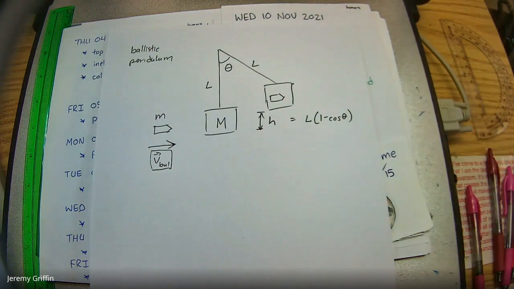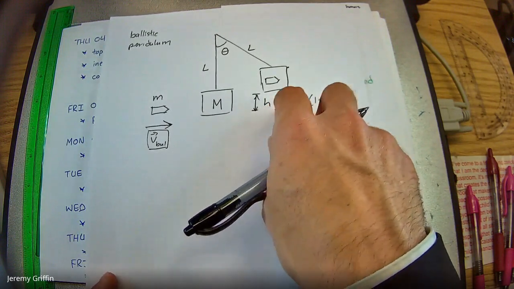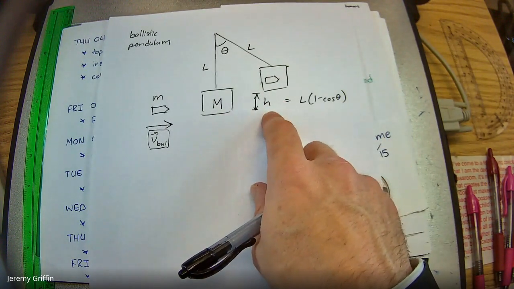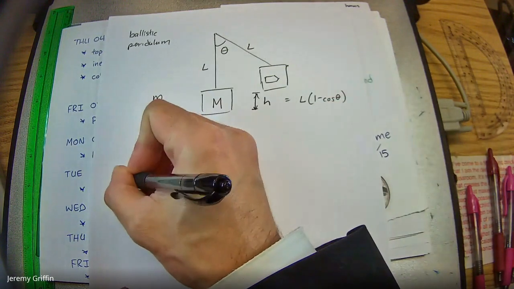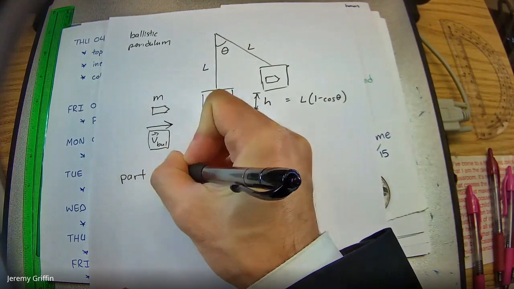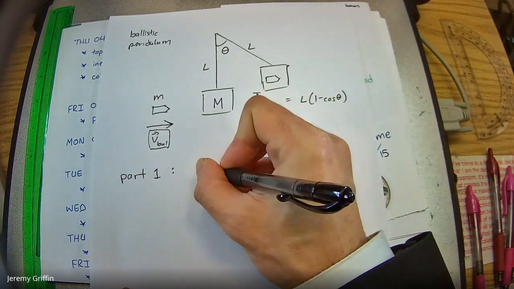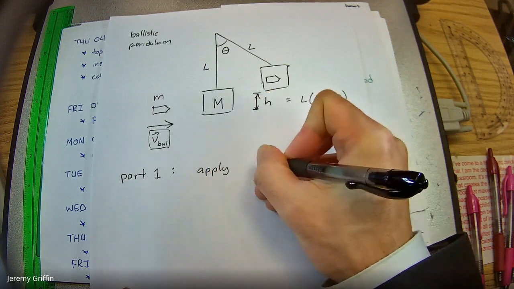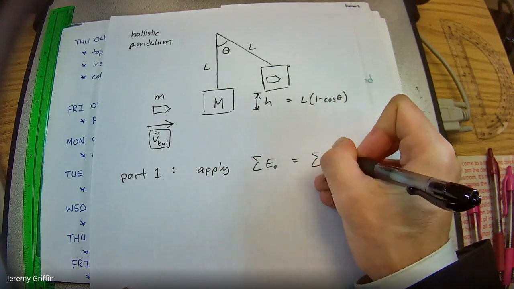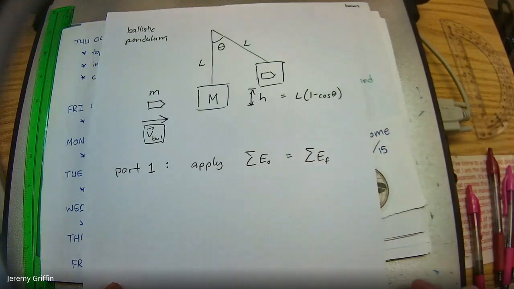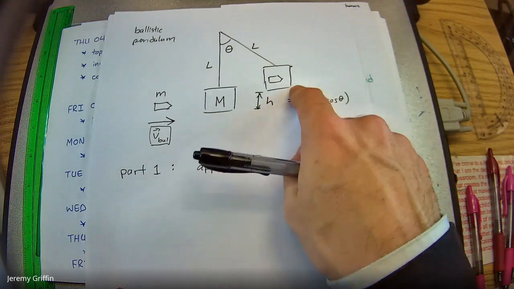Now, the way I gave this to you on your take-home quiz is I went ahead and just told you what that height change was, just to give you guys a step. So part 1, this is going to be a 2-part process, is to apply conservation of energy post collision. Just to swing from here to here, right? How fast did this have to start swinging to swing up to that height change?